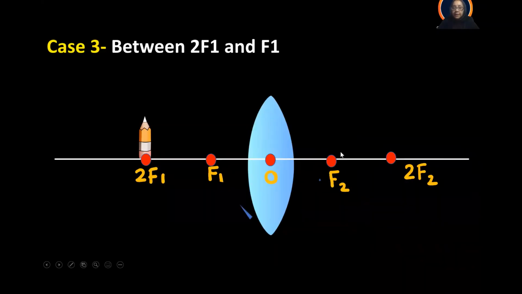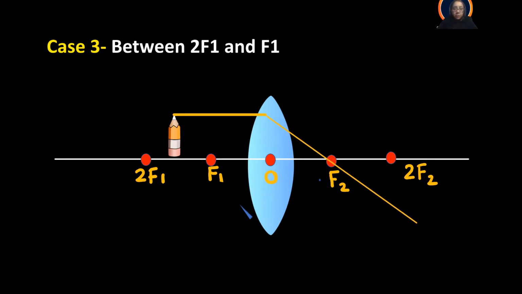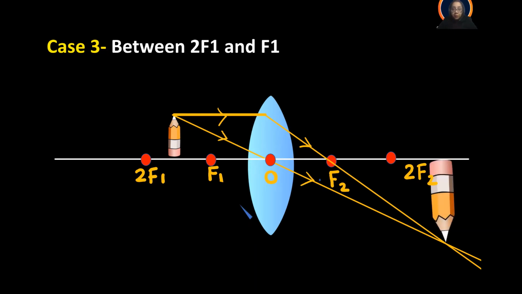So this is the third case. Whenever we drag the object further towards the lens, for example here we drag it towards the lens, between 2f1 and f1, the incident ray is this one, and it is passing through the second focus f2, and we consider the second ray as well, which is passing through the optical center. Now, interestingly, here the image is formed right after 2f2. Okay, and it is bigger in size. If you can see here, it is bigger in size.